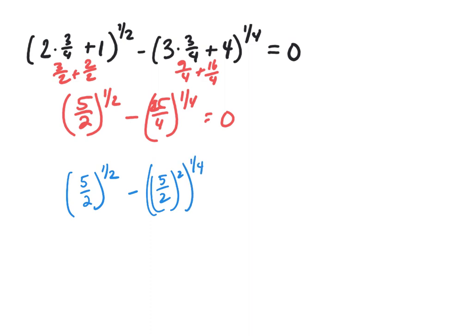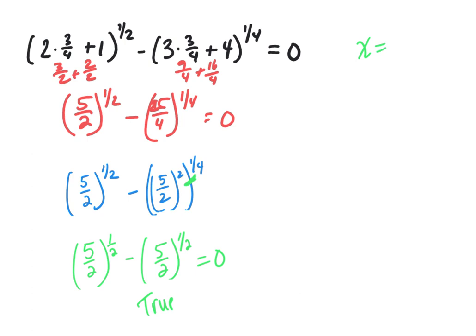Everybody see how I could do that? I could just rewrite 25 fourths as 5 halves squared. So then I can simplify this guy. What do I do here? Power to a power, I multiply. So I get 5 halves to the 1/2 minus 5 halves to the 1/2 equals 0. Is that true? That is true. So my 3/4 worked. So my x equals 3/4 is an answer. I got a true statement when I did that. I know the fractions are a pain and they're throwing you off a little, but you're just checking your numbers.